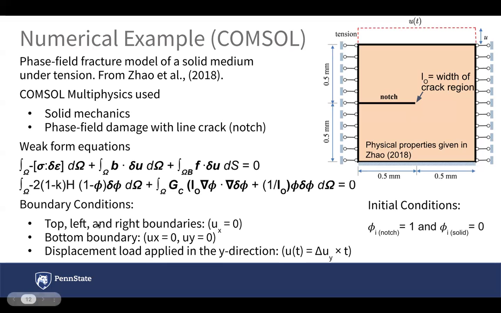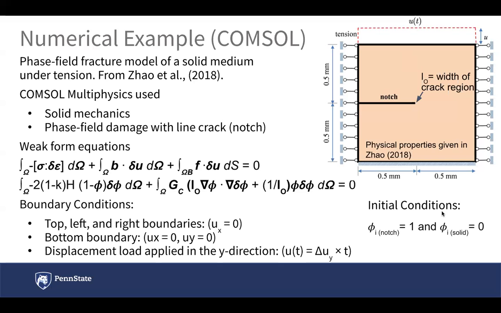The boundary conditions: on the top and left boundaries, the displacement in the x direction is 0. These are roller constraints on the side, so it is able to move in the y direction. The bottom boundary is completely fixed, so there's no displacement in the x or y directions. And then the way we give the model tension with UT is a displacement load only in the y direction, and that moves with time.